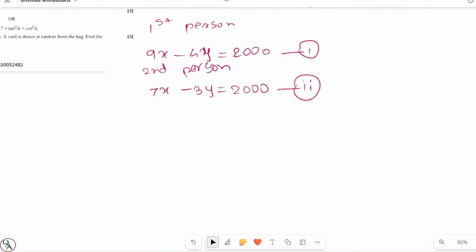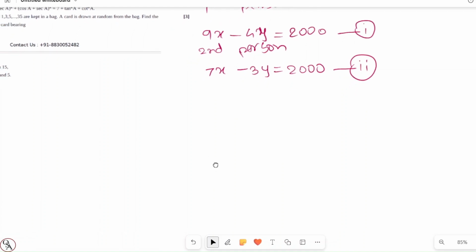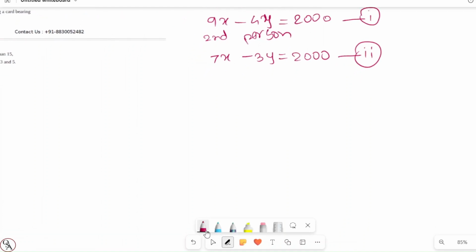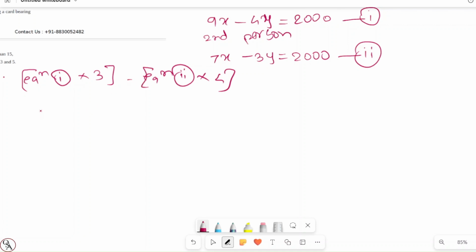So we will solve these equations simultaneously. For equation number one, I am going to multiply with 3, and equation number 2 I am going to multiply with 4, and then do the subtraction of both equations. So what will I get? See, 9 3s are 27x minus 4 4s are 16y, no, I am getting it wrong here. It should be 4 3s are 12, right?